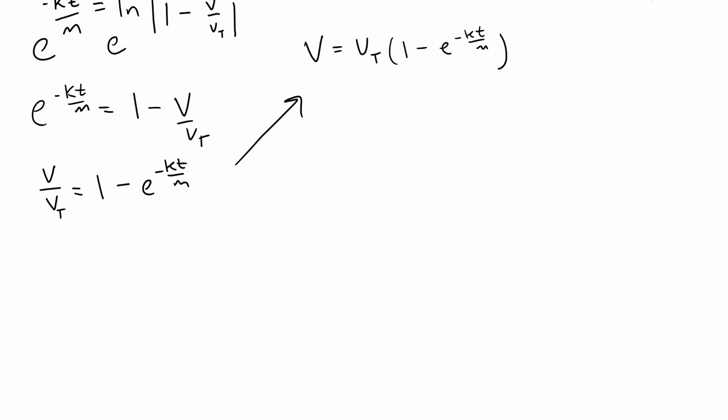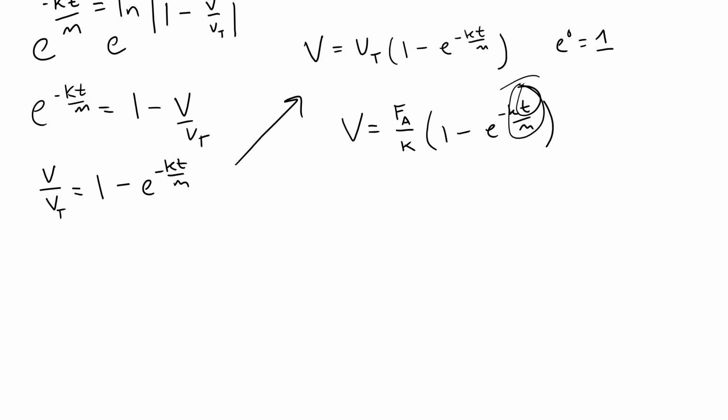A lot of the times that you're asked about this problem, though, they don't want you to have vt in it, and so you'll replace vt with what we wrote down before, the applied force over k, times 1 minus e to the negative kt over m. But you want to remember that Fa over k is the terminal velocity. And if you didn't know this, when you have e to the 0, it just equals 1. So when we start with t equal to 0, this whole thing becomes 1, and we get 1 minus 1 is 0, and so our velocity is 0, which just tells us that our initial velocity is 0.